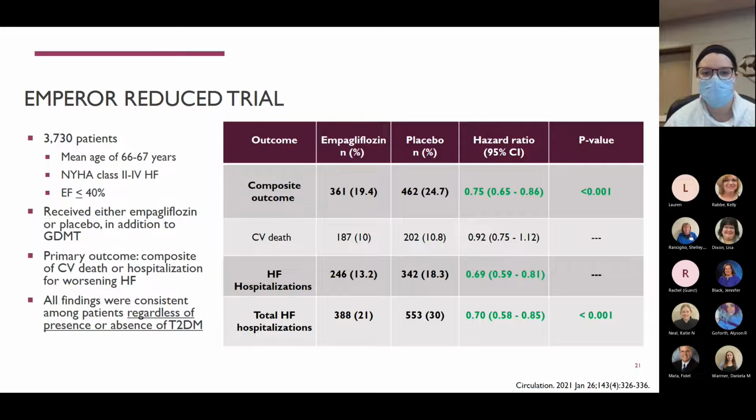And these findings were, again, significant regardless of the presence or absence of type 2 diabetes, showing that this could have a benefit in heart failure patients with or without that comorbidity.